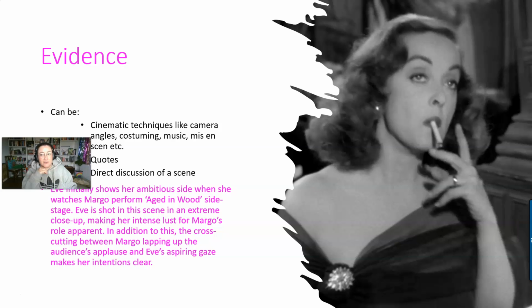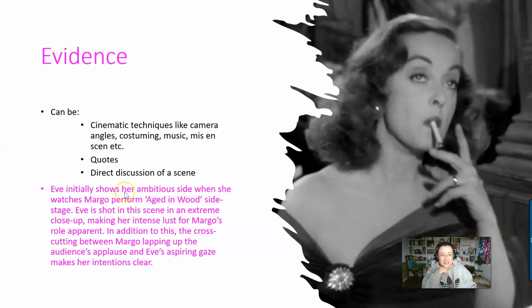So evidence. The great thing about doing a film as text is that you have a wide variety of pieces of evidence that you can use. You can use cinematic techniques, so all that CAMEL stuff that we did: camera angles, costume, music, mise-en-scène, actors, lighting, editing. You can use all of that to justify your response, and they are worth as much, if not a little bit more, than a quote. You can obviously also use quotes, and you can directly discuss a scene.